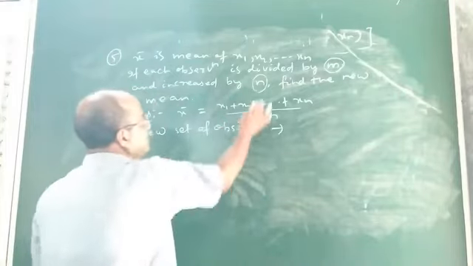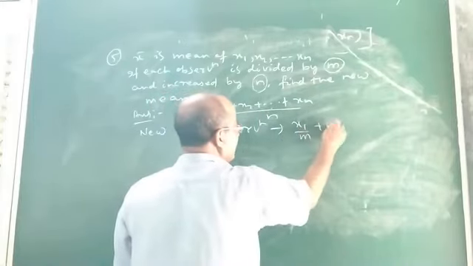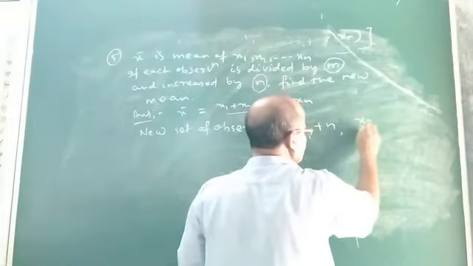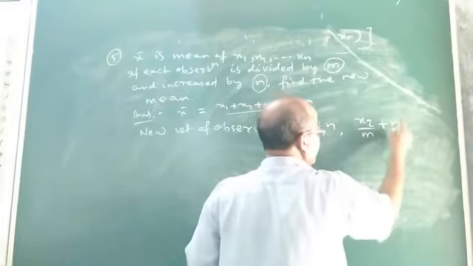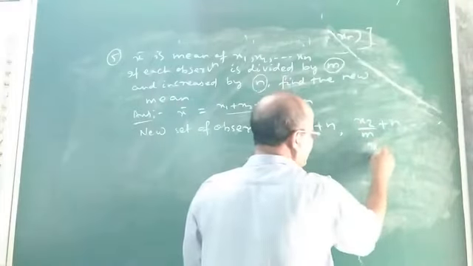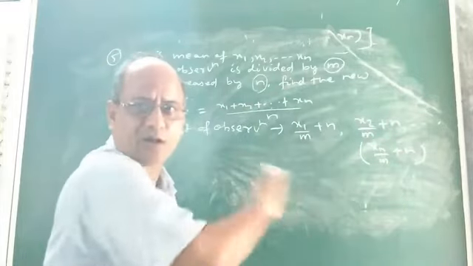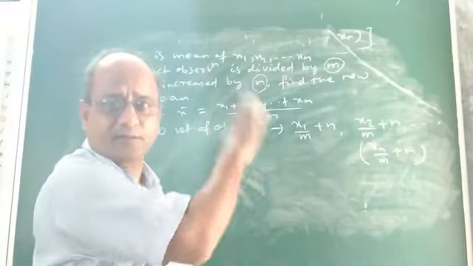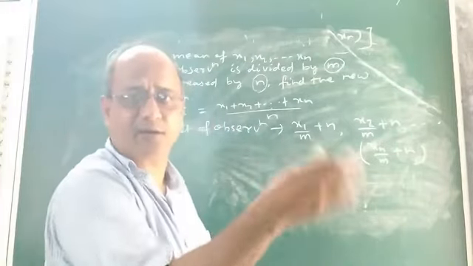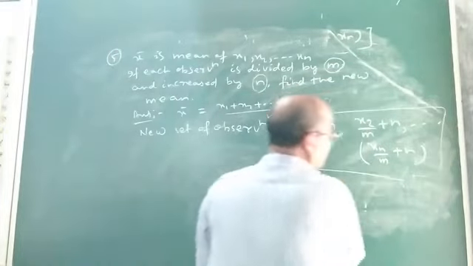Let us find out. The first observation is x1 divided by m and added n. Similarly, the second observation will be x2 divided by m plus n. So like this, the nth observation will be xn divided by m plus n. So now these are the observations, where each observation is divided by some non-zero constant m and then increased by some non-zero constant n. Now we have to find the mean of all these observations.